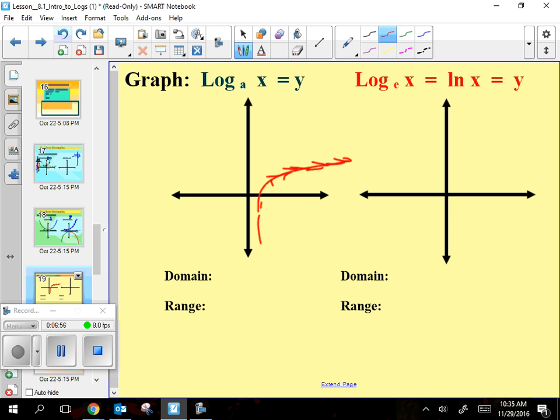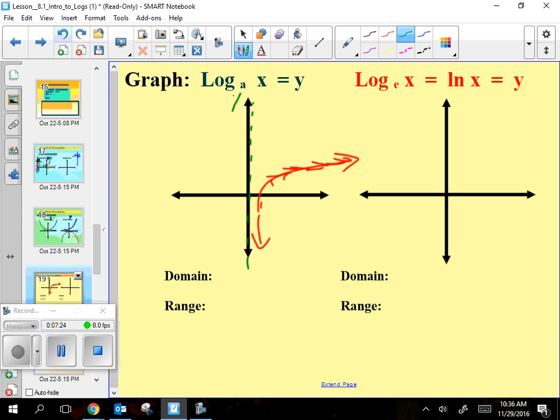Now, what part of it would tell me its domain? Well, that's how far left and right it goes. Do you get there's an asymptote in there that's kind of blocking it? There is an asymptote right here. So do you get it can't go forever to the left? So what's its normal domain? From 0 to infinity.